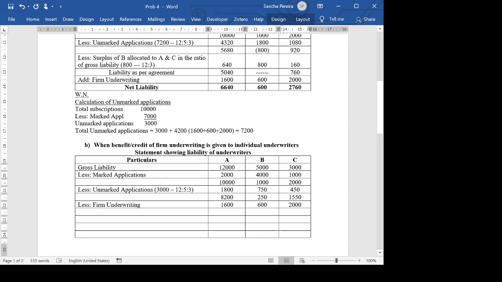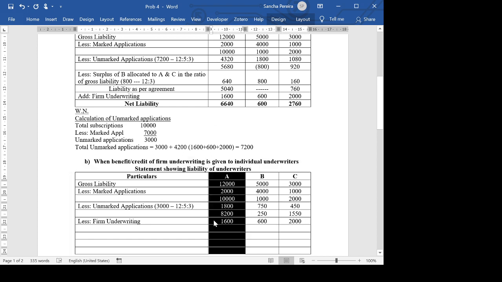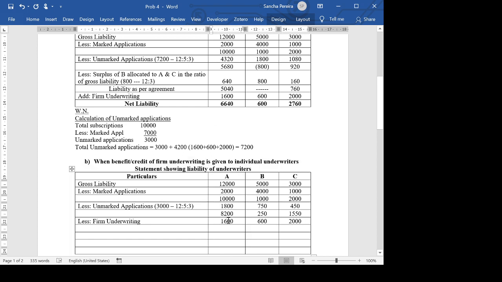What is the difference between the two methods? Here I've added firm underwriting to this and I'm dividing the entire thing in this ratio. But here I'm giving each one's benefit of firm underwriting. I've not taken A's and minus from B or taken B's and minus from C. I'm minusing each one from their respective gross liability. But here what I did, I just put it together with this 3,000 and divided it in a totally different ratio. So basically what will happen, even though C has the highest firm underwriting, A will get a bigger chunk of it because A's ratio is 12 and C's ratio is the least.